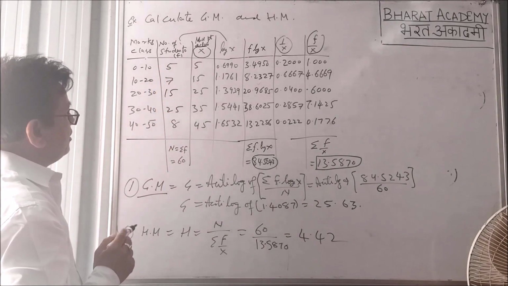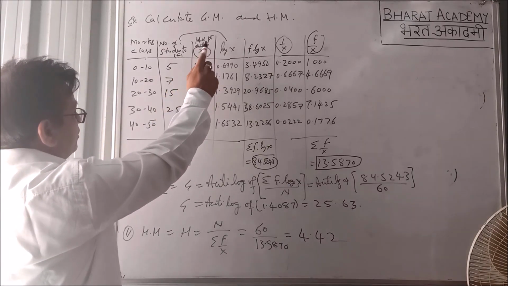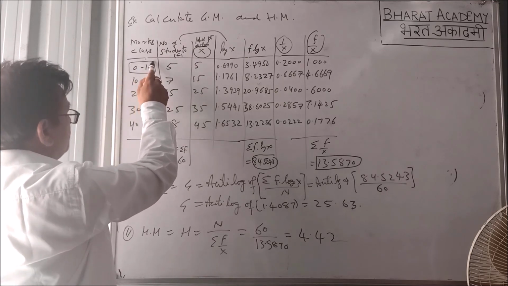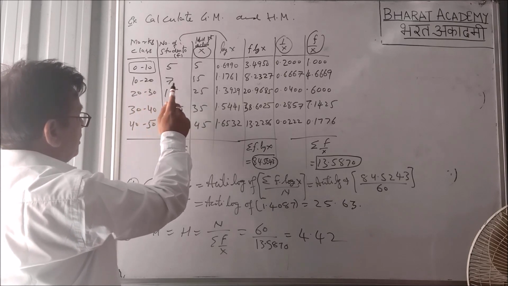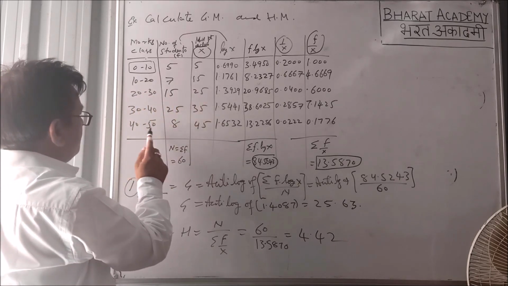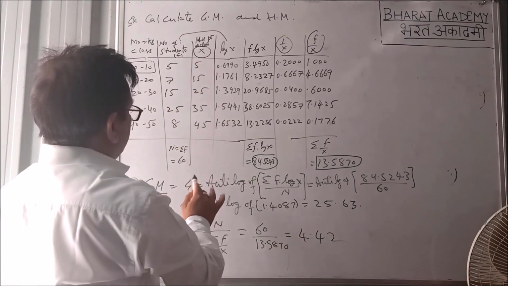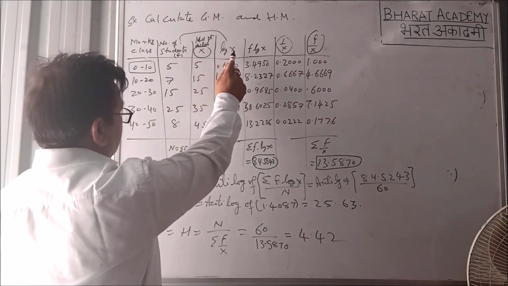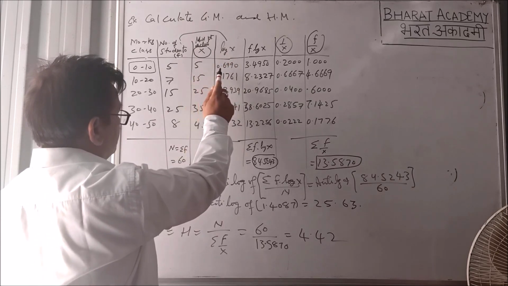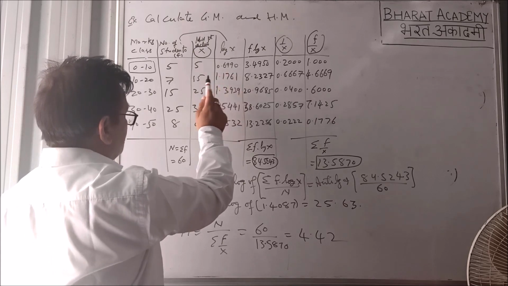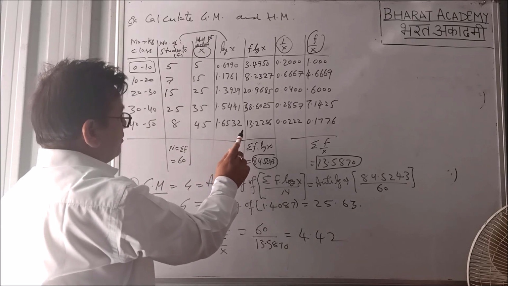25 and 8. We have to first find x. X means midpoint of class. 0 plus 10 by 2, this is 5. 10 plus 20 divided by 2, this is 15, and up to 40 plus 50 divided by 2, this is 45. These are the values of x. Now we have to find log x, logarithmic value of each value of x. Log 5 0.6990, log 15 1.1761, up to log 45 1.6532.